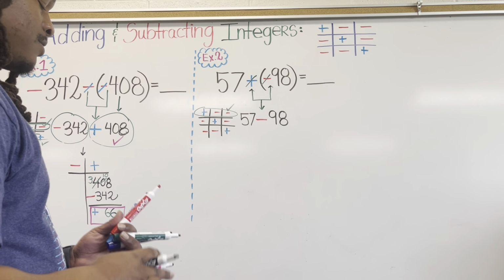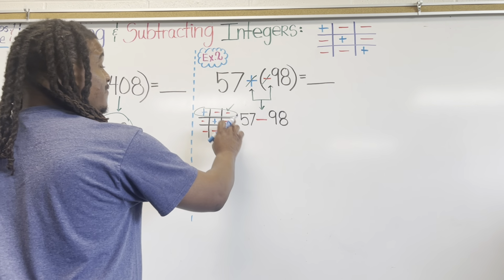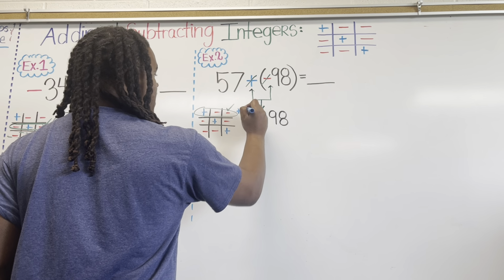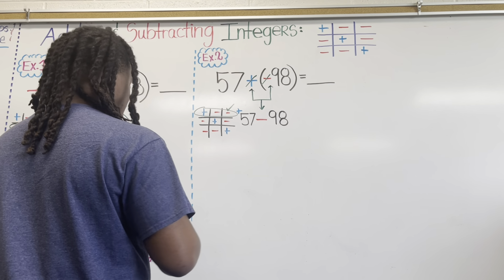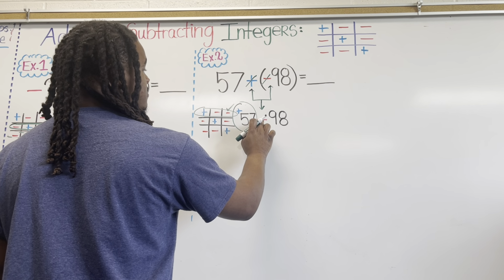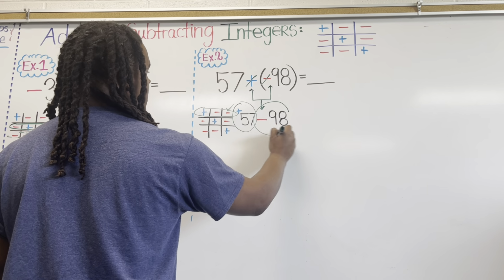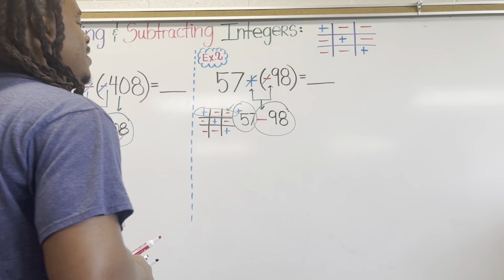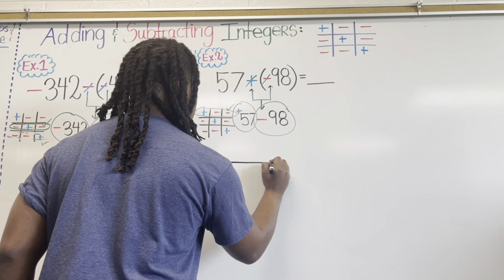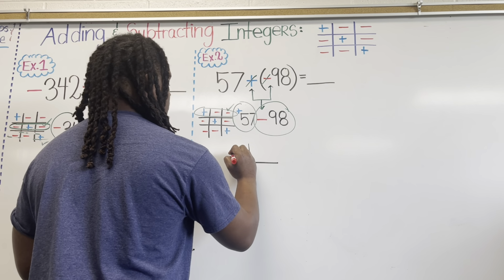So now it's time to circle the numbers and the signs that are associated with them. There's no sign in front of 57, but if there's no sign in front of 57, then I automatically know that it's a positive. So I have a positive 57, and I'm gonna associate this subtraction sign with 98, which is going to make it a negative 98. So I have a positive 57 and a negative 98. So I'm going to do the chart. Once again, I've got the negative and positive T-chart.